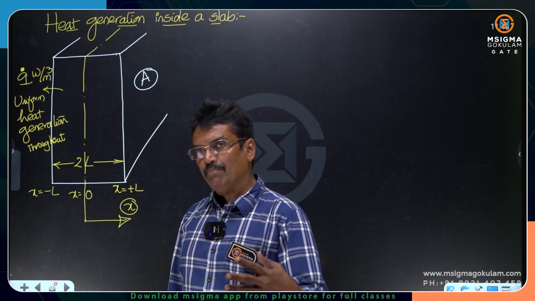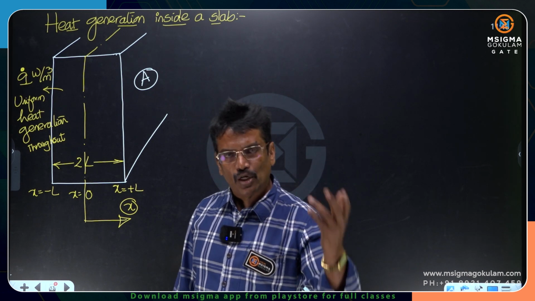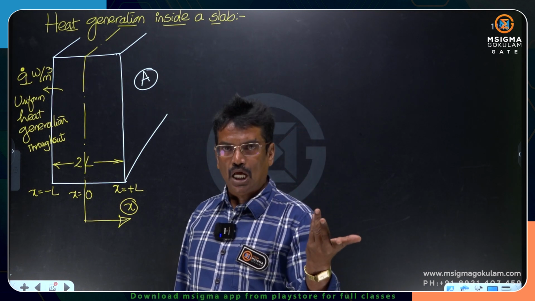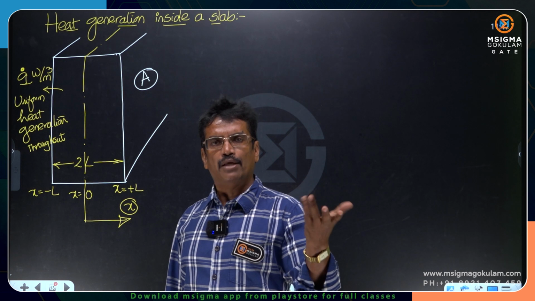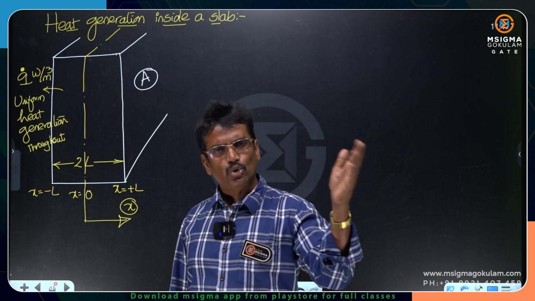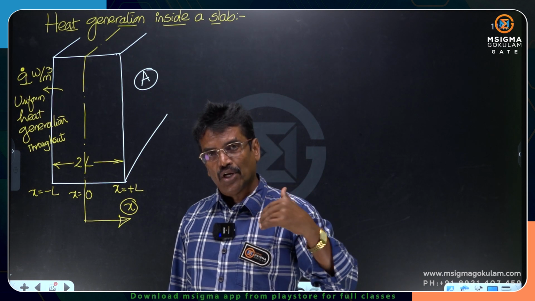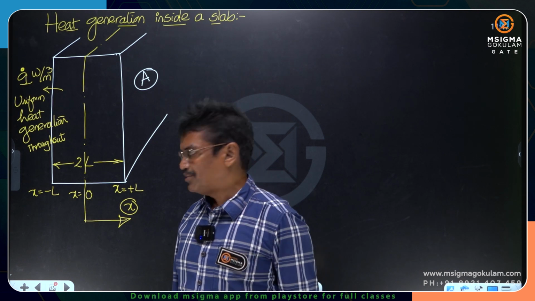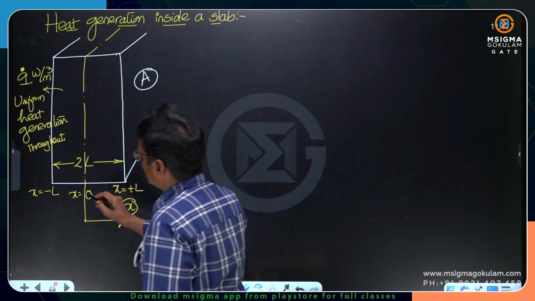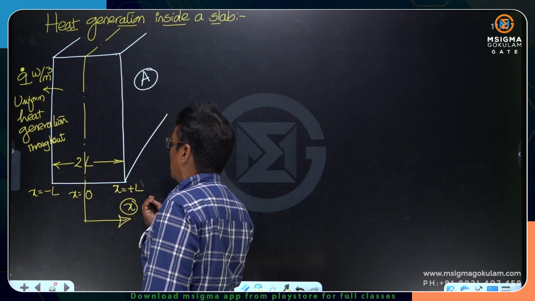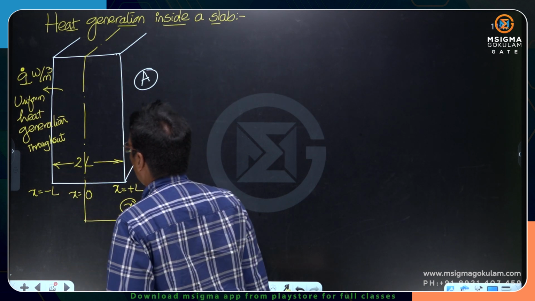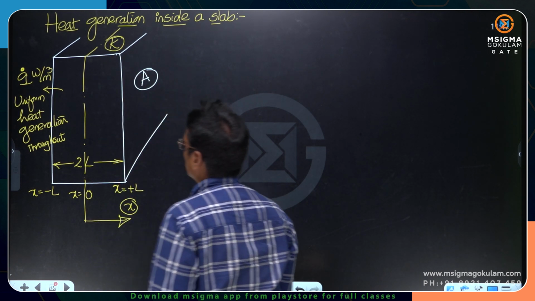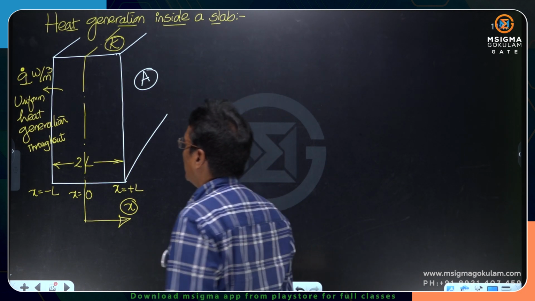How can that heat generation happen? Maybe because of electrical means, maybe nuclear fission, or maybe a chemical exothermic reaction. Heat can be generated inside the body by so many means: electrical, chemical or nuclear. But whatever the heat generation I am talking about, it is uniform throughout the slab, the same amount everywhere. So x is the origin I have selected, x equal to plus L on the right side, x equal to minus L on the left hand side. K is the thermal conductivity of the material of the slab, which is assumed constant.